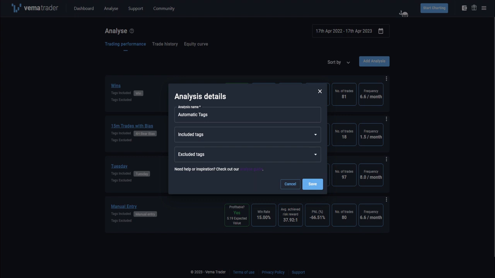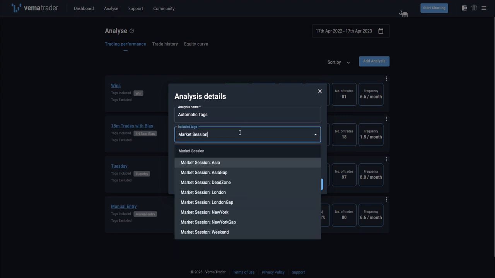Next up, we have market session. So market session refers to sort of that Forex clock. A lot of you might have seen that 24-hour Forex clock.